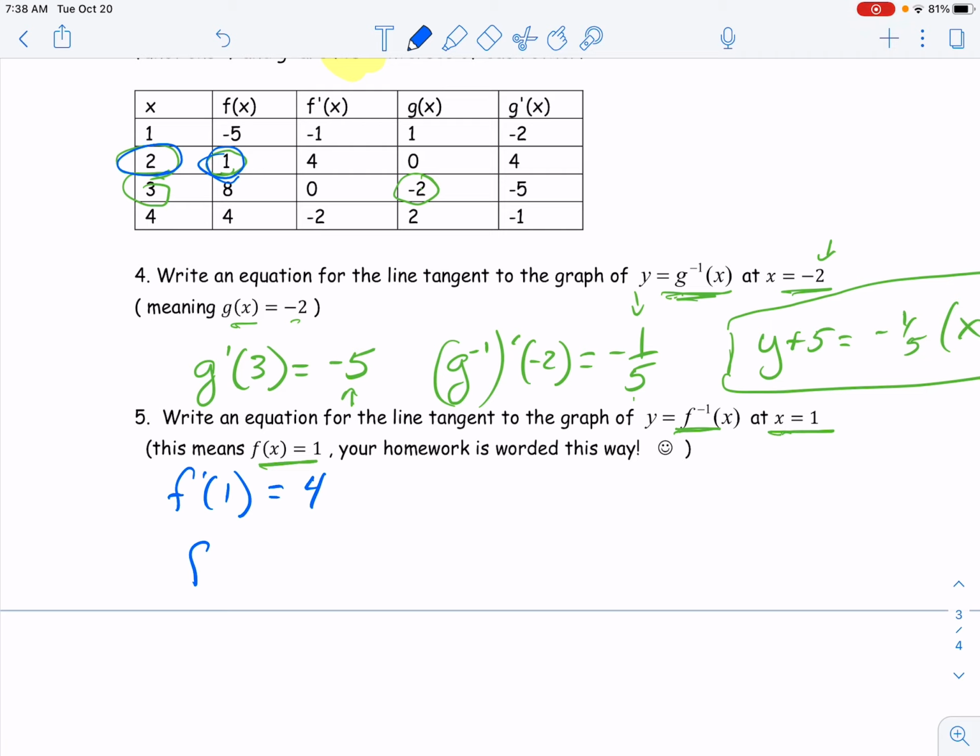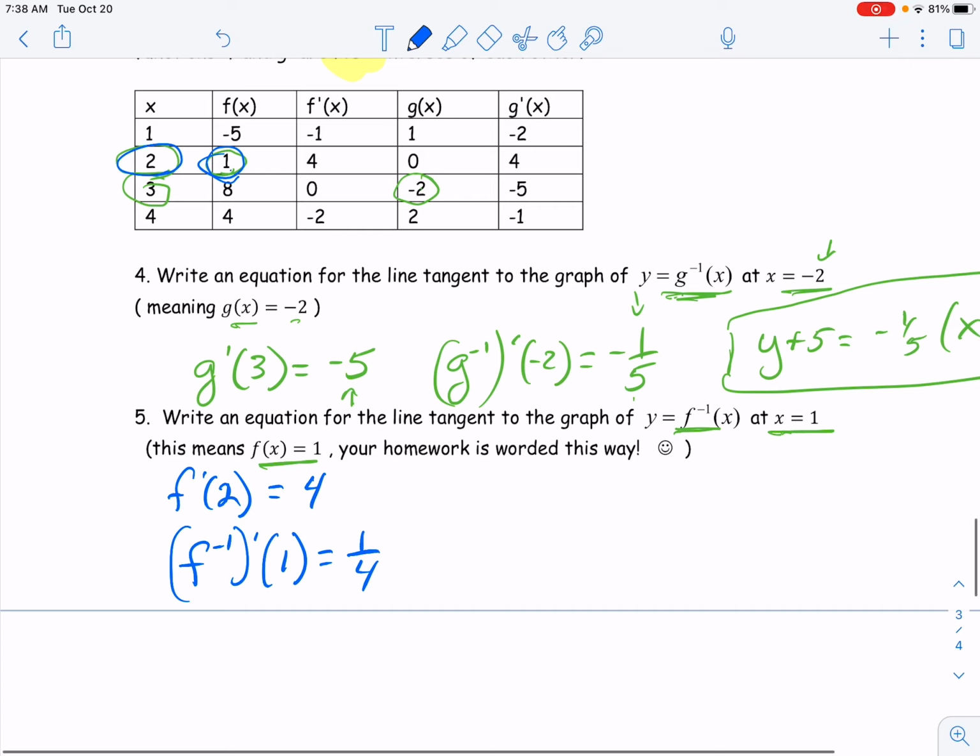So f inverse derivative at, I'm sorry, this should be a 2. At 1 is equal to 1/4. All right, sorry, let's do this again. So this is the y value on here. There's the x. That's the derivative. So the derivative at 2 is 4. On the inverse, the derivative at 1 is 1/4. This is the x value on the inverse. 2 is the y value on the inverse. So y minus 2 equals 1/4 times x minus 1.